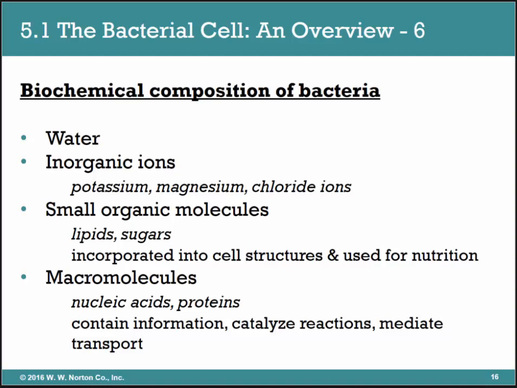Small organic molecules are present, such as lipids and sugars, that form cell structures like the cell envelope and can be used for nutrition. Lastly, you have macromolecules. Examples of these are nucleic acids and proteins. Nucleic acids like DNA and RNA contain genetic information for the cell. You have enzymes, which are proteins that catalyze reactions. Then you have protein channels, which mediate transport of molecules and ions across the cell membrane.